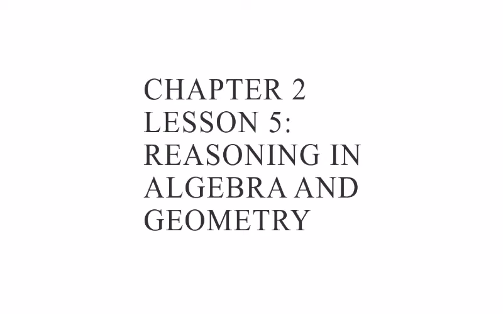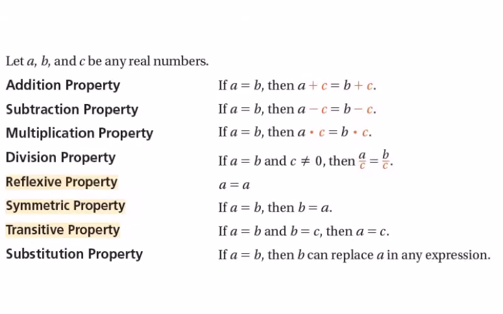In this video, we're going to talk about reasoning in algebra and geometry. So this is from section 2.5 in the book. And so let's start with remembering some of our properties of equality. All right, so first we have the addition property of equality.